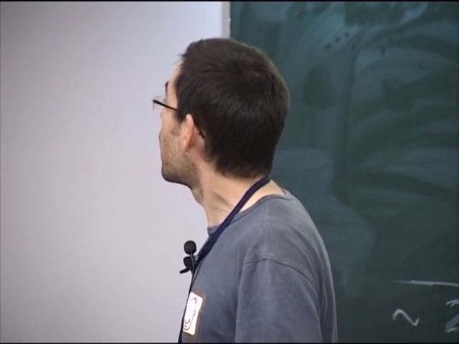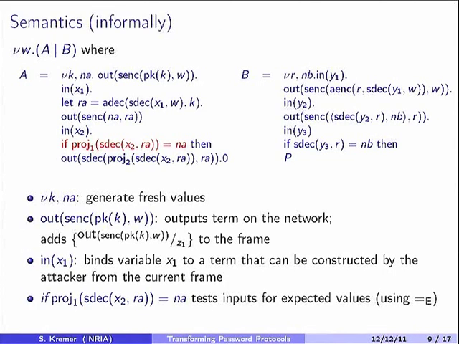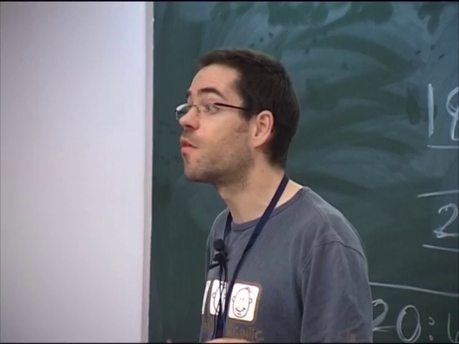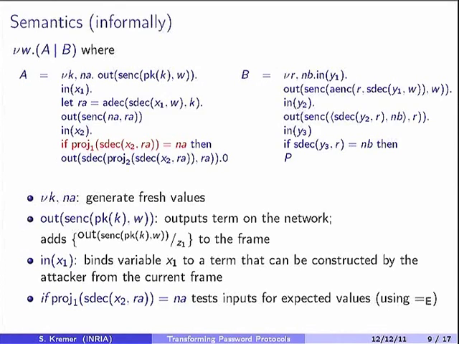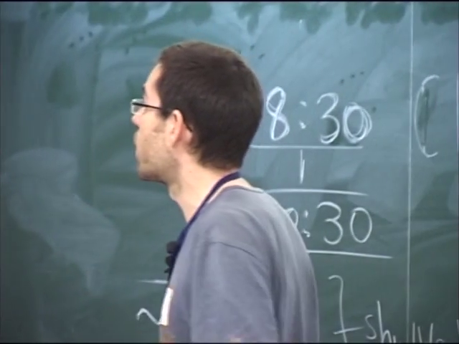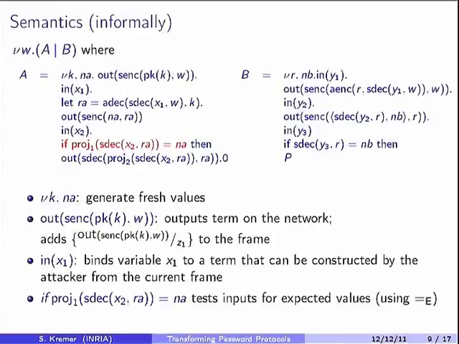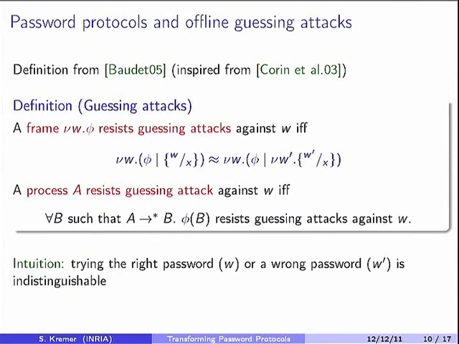And when I'm doing an input, X1 will be bound to some message that the attacker can construct from the frame by applying function symbols to these variables. So the attacker can construct new terms, and then there will be an input. I also have conditionals, so I can test whether some equality holds, for instance whether I'm getting back the expected values, like an answer that I previously created, like NA in this protocol. Here I'm making these tests using equality modulo the equational theory E. But this is just to give you an idea of the semantics of such processes. And this generates an operational semantics.